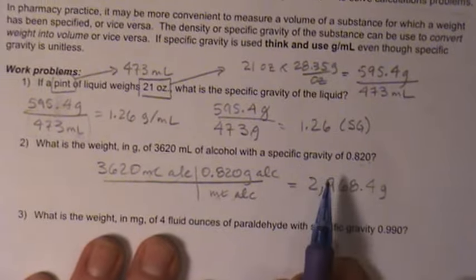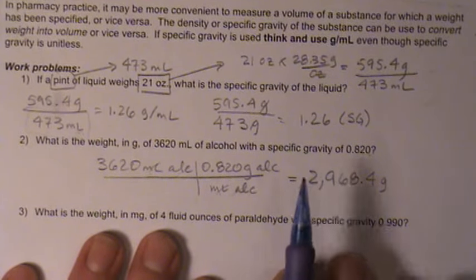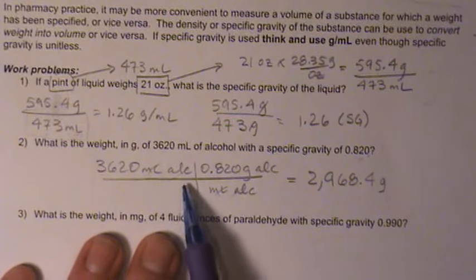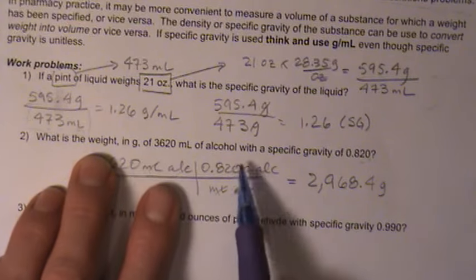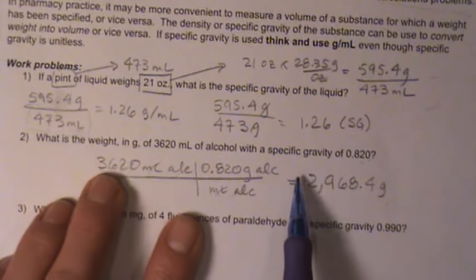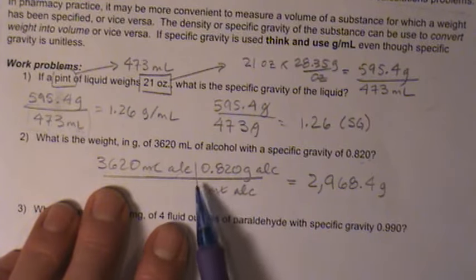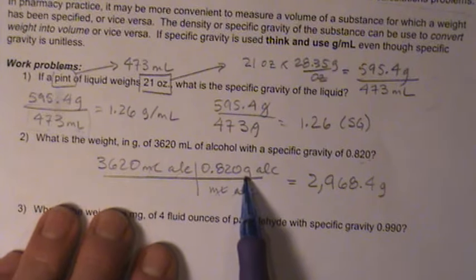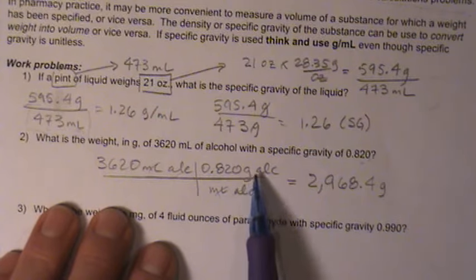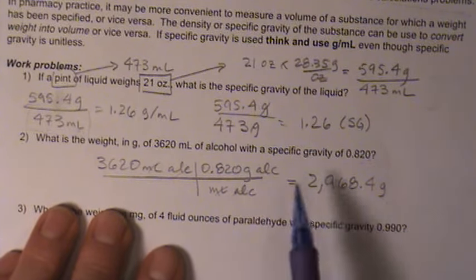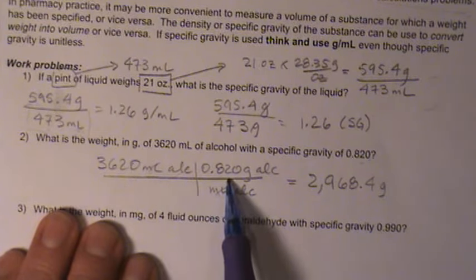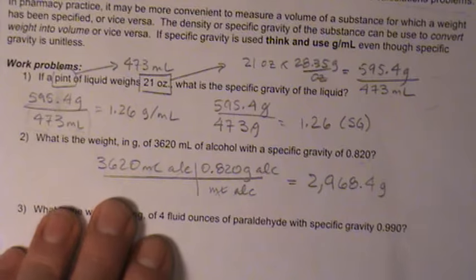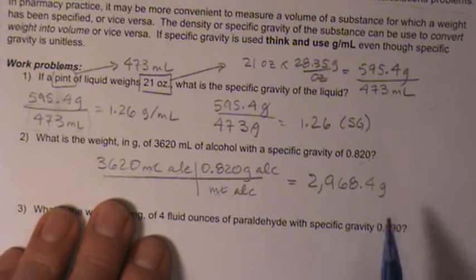You may have noticed here when I asked you to go from mils to grams, and I gave you a specific gravity, you simply had to multiply by the specific gravity. That's all it involves doing, is multiplying by 0.820. 3,620 times 0.820. That's a nice shortcut, and it's good if you can remember that. If you're going from mils to grams, you can multiply by their specific gravity.